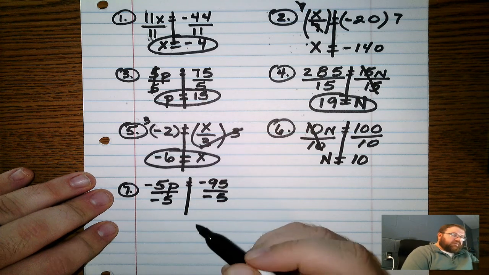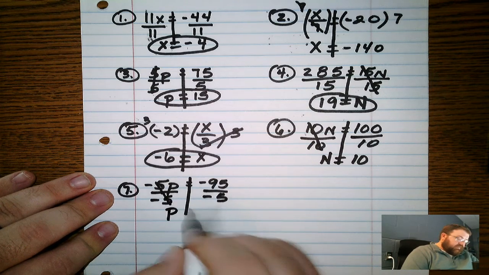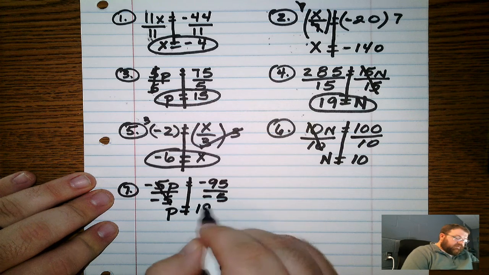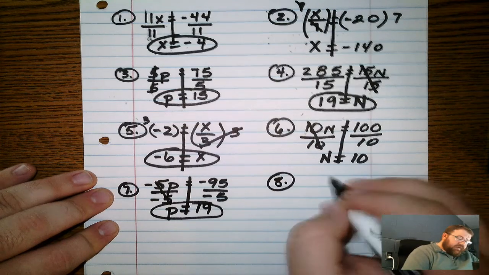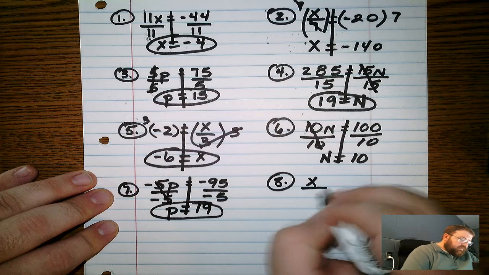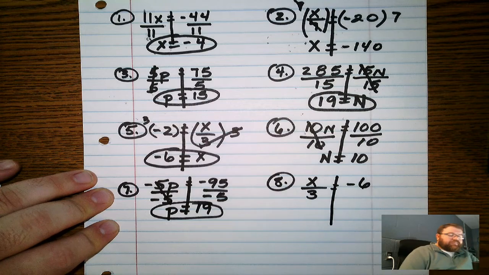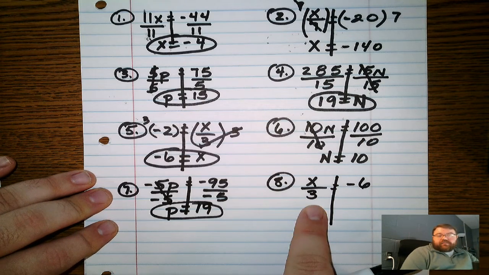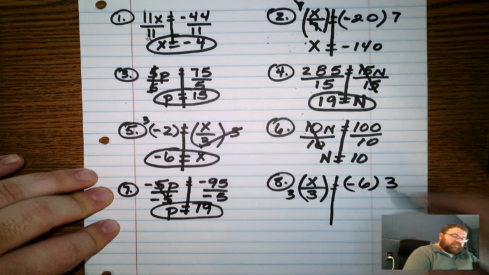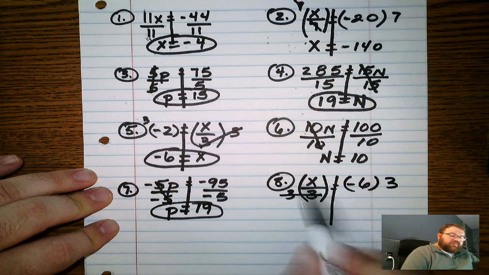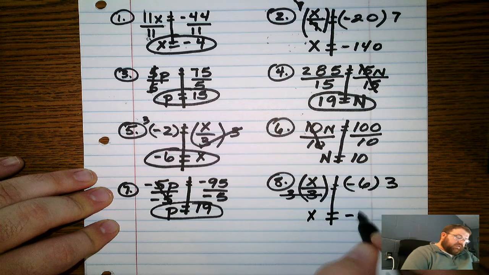Negative 5 divided by negative 5 is positive 1. And negative 95 divided by negative 5 is equal to positive 19. Number 8, x divided by 3 is equal to negative 6. I'm going to draw my line. The 3 is trying to divide, so I'm going to multiply both sides by 3. The 3's cancel here. Leaves me with x equals negative 6 times 3 is negative 18.